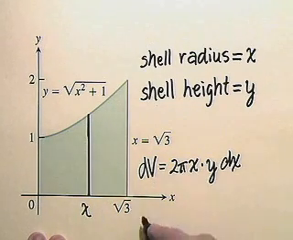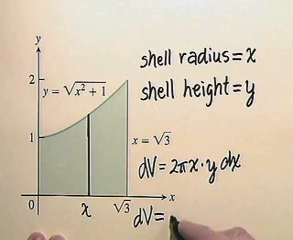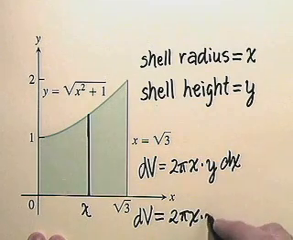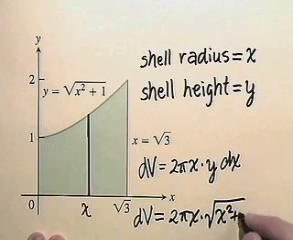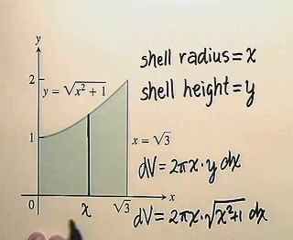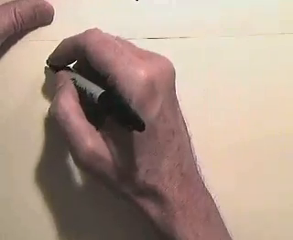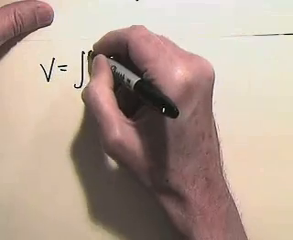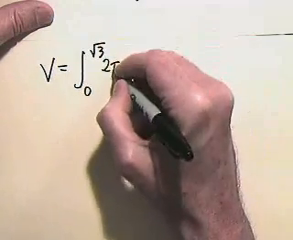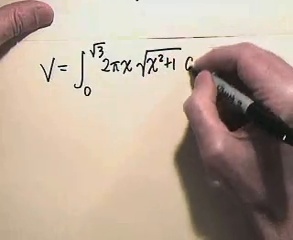So in particular, that tells us in terms of our equation for the curve, dV is 2 pi x times the square root of x squared plus 1 dx. And that we want to integrate from 0 to square root of 3. So there's our problem, and let's compute the integral. So we want to compute the definite integral from 0 to square root 3 of 2 pi x square root of x squared plus 1 dx.